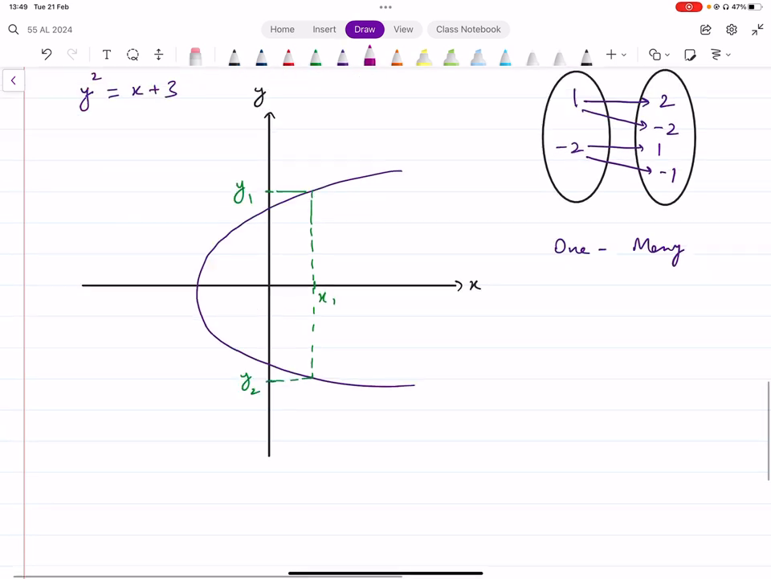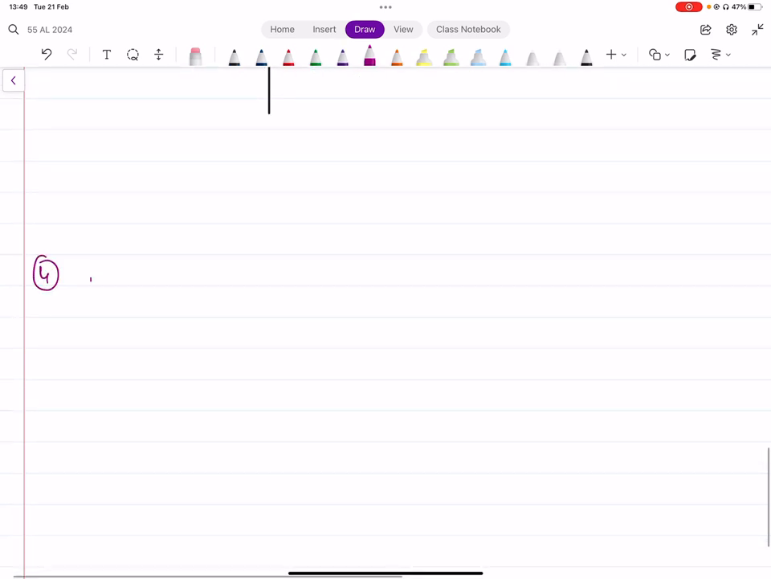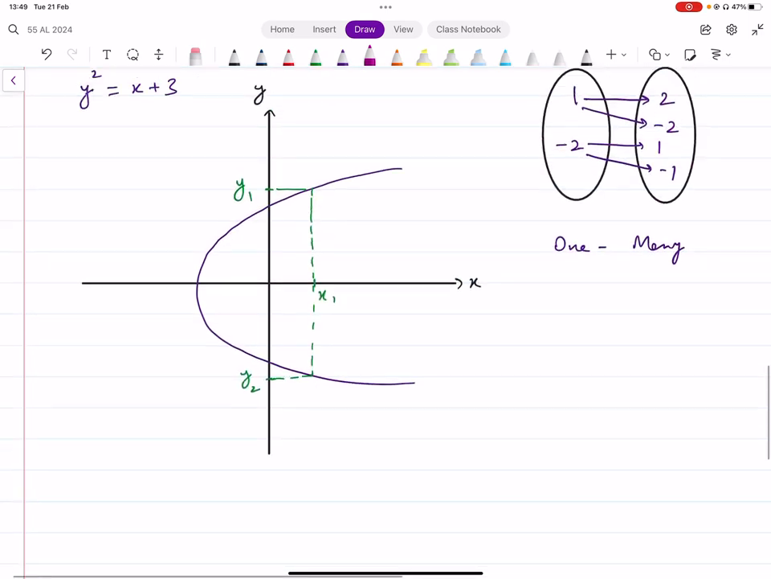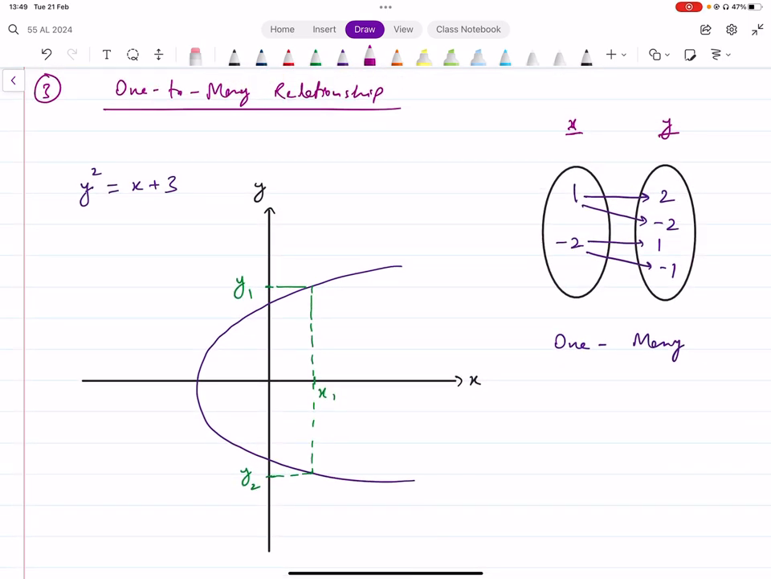Then there's this last type, the many-to-many relationship. Can you think of an example of that? We've done this before. Something that can give multiple outputs for a single input, and also a single output can come from multiple inputs. So it's a many-to-many relationship. एक x की वैल्यू से मल्टीपल आउटपुट्स भी आ सकती है, मल्टीपल y की वैल्यूज भी आ सकती है, और एक y की वैल्यू मल्टीपल x वैल्यू से भी आ सकती है.